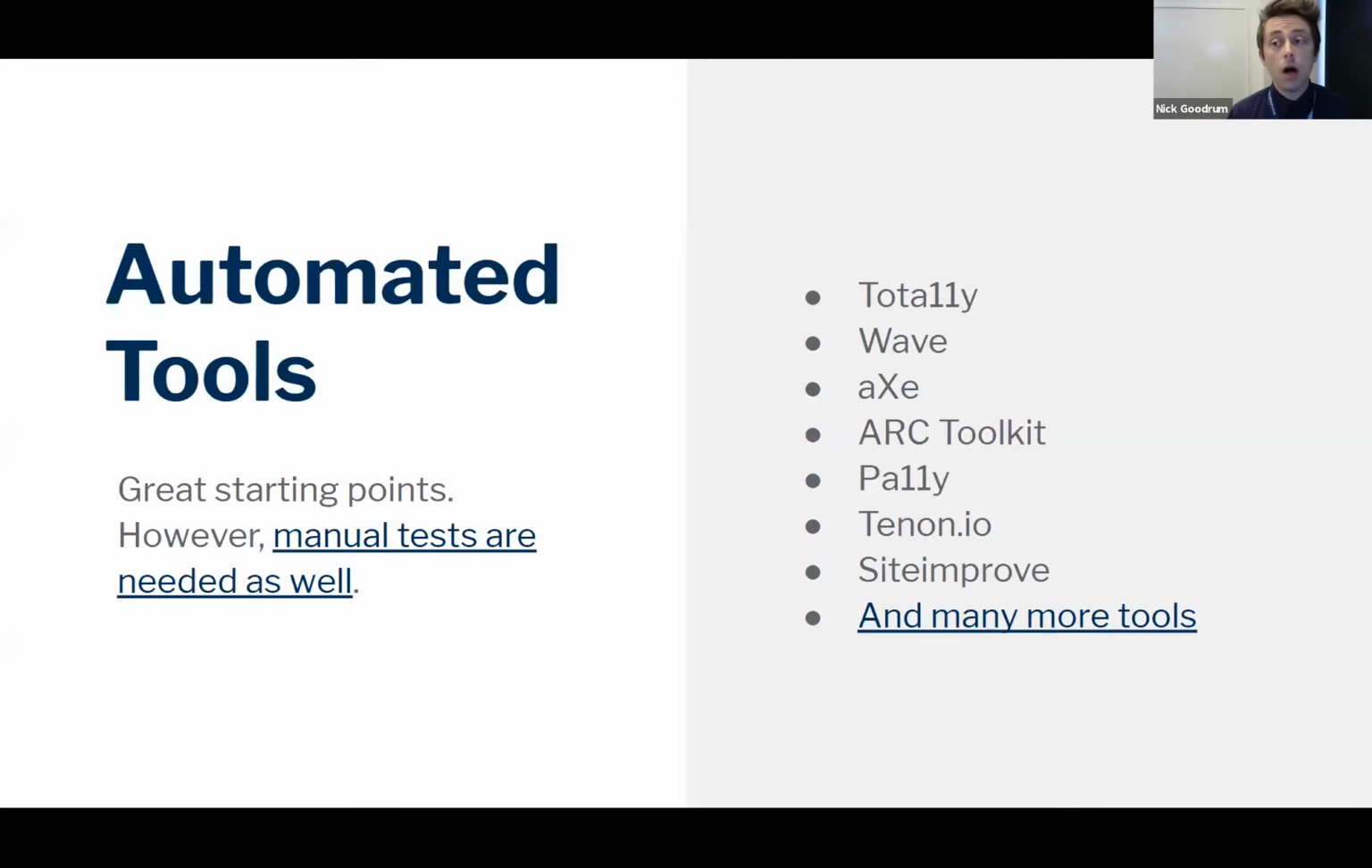So a lot of people go to automated tools, right? So we've got Totally, Wave, Axe, Arc Toolkit. These are extensions you can install into your browser to be able to say, okay, well, quick assessment. Then you got Pally. That's if you want to create dashboards for yourself and do it through, again, CLI build tools. Then you've got Tenon.io, Siteimprove, these types of, hey, they've already created a dashboard. They've already created a system that's crawling your site and looking through everything. And there's plenty more tools available and out there. But these are all great starting points.